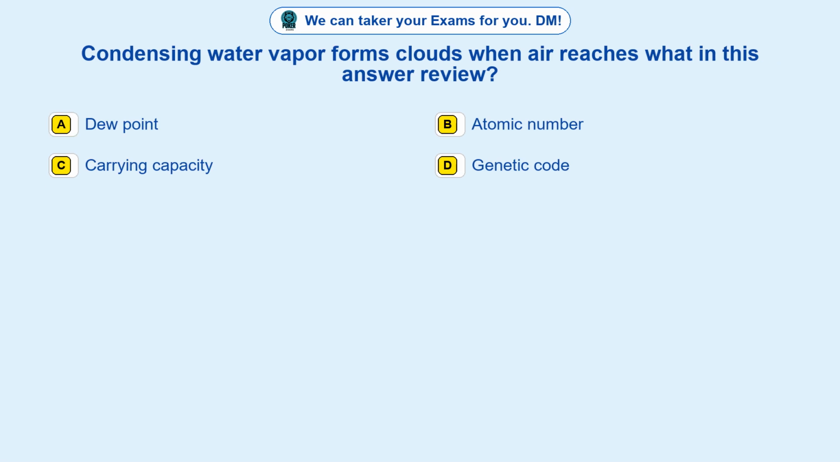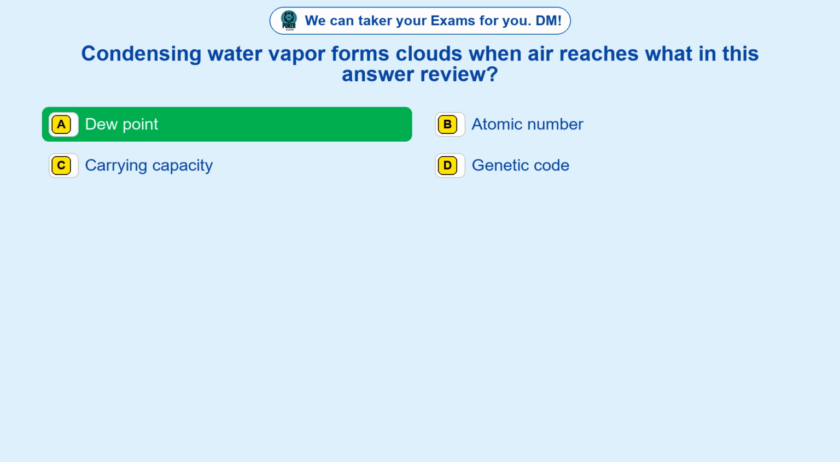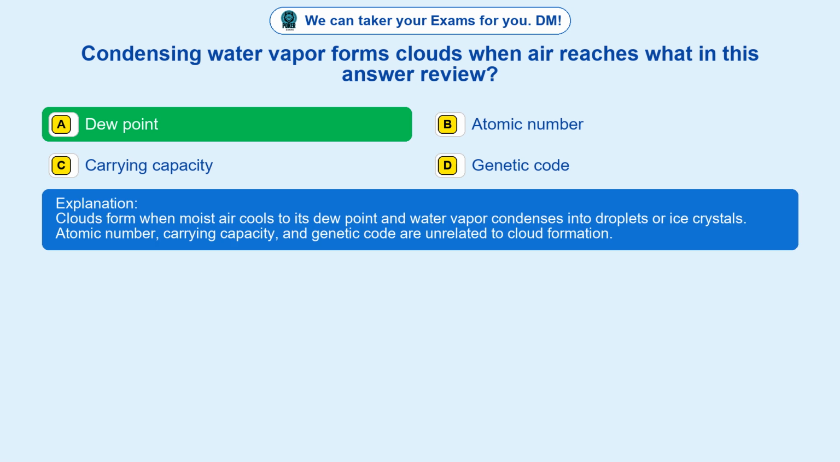Question 99. Condensing water vapor forms clouds when air reaches what in this answer review? Option A, dew point. Option B, atomic number. Option C, carrying capacity. Option D, genetic code. The correct answer is option A, dew point. Clouds form when moist air cools to its dew point and water vapor condenses into droplets or ice crystals. Atomic number, carrying capacity, and genetic code are unrelated to cloud formation.